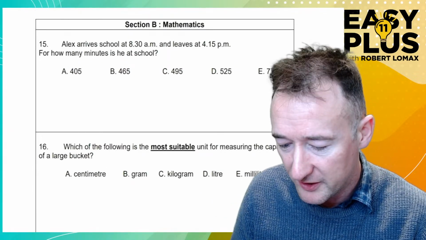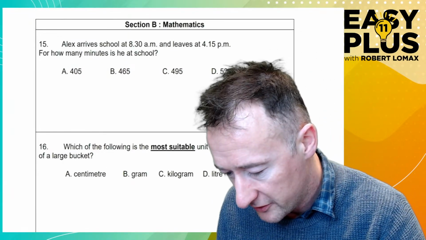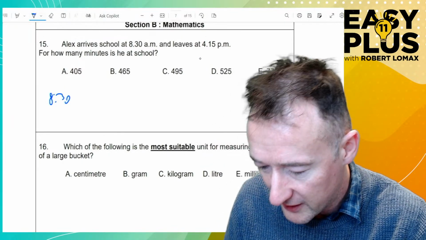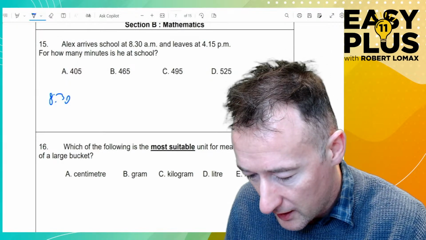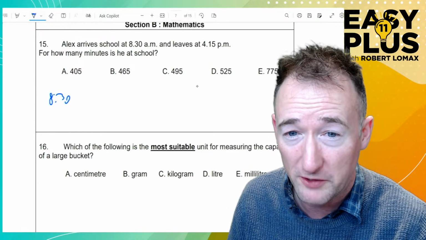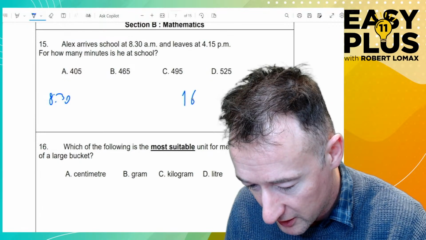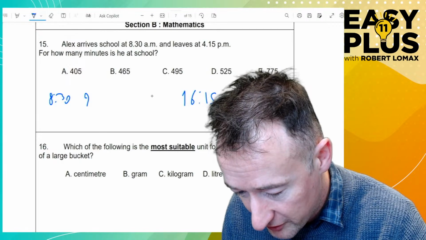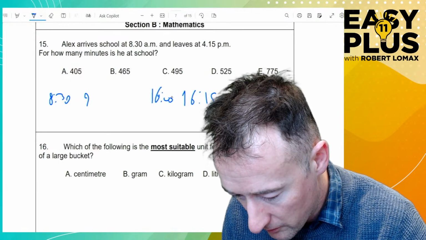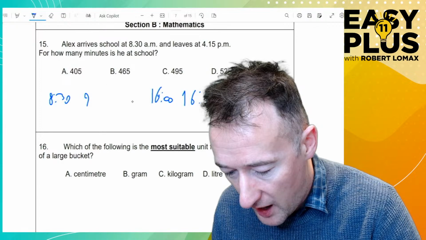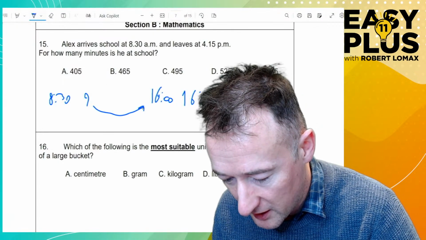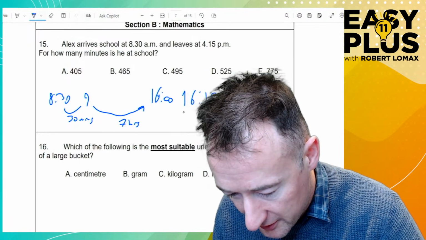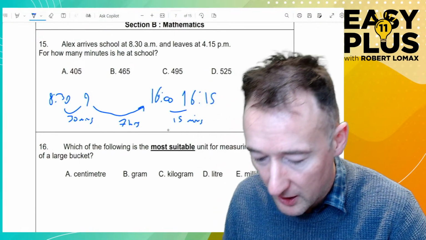Alex arrives at school at 8:30 a.m. and leaves at 4:15 p.m. So we're going from 8:30 to 4:15. Okay, so I'm actually a real fan of the 24-hour clock for these things. It makes life a bit easier. At 16:15, you don't have to do this, but it does help, I think. So 8:30, we're going to get 8:30 to 9, and before 16:15, we're going to have 16:00. Okay. So 9 to 16, this is where it's helpful because that is really obviously 7 hours. And here we got 30 minutes. And here we got 15 minutes. So overall we've got 7 hours and 45 minutes.